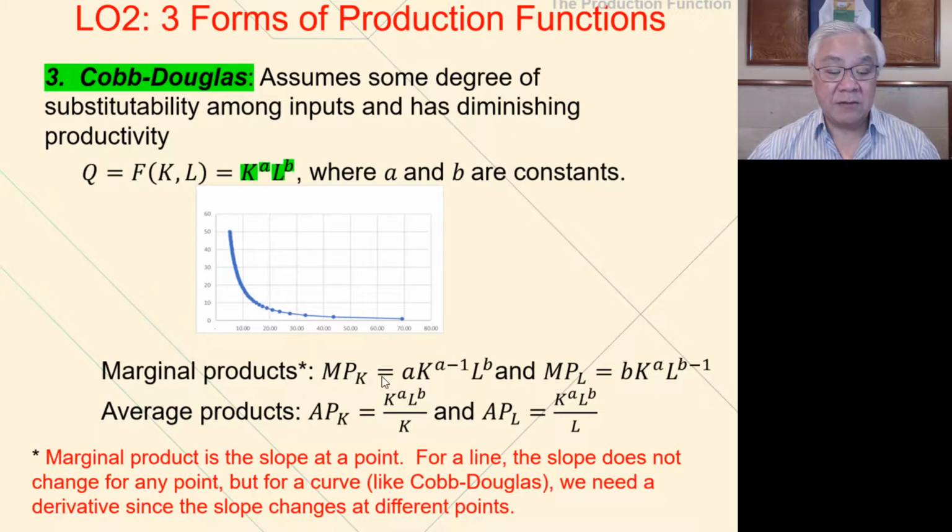So these two expressions are simply the first derivative of this expression with respect to K for this one and L for that one, all right? So hopefully this is starting to feel more comfortable to you. Average product is the easy one. What is the total production divided by K and the total production divided by L?